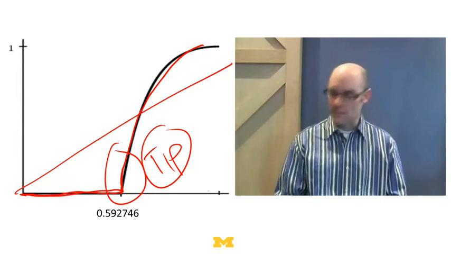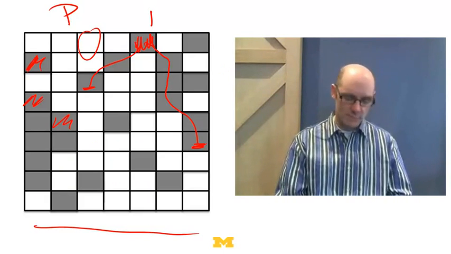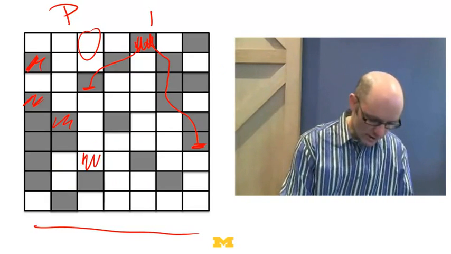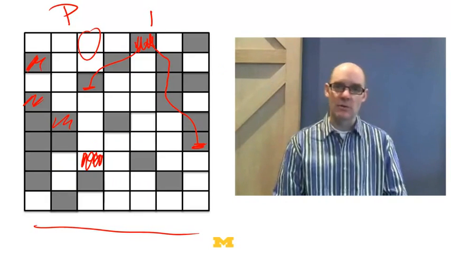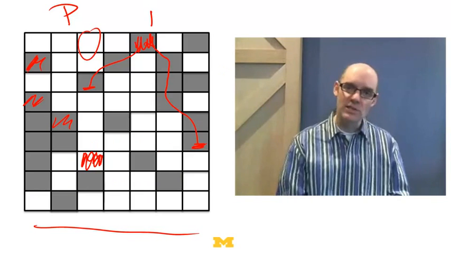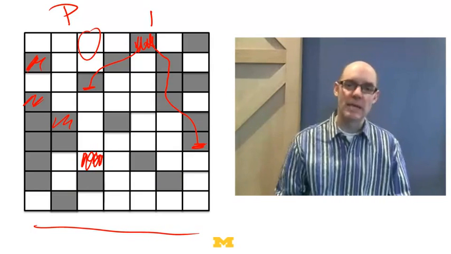Well, what's causing the tip is that if we look back at the picture, for P less than 59%, there just aren't enough things filled in. So if you were at 30%, went to 31%, like if I filled in one more square, it's still not likely that I'd percolate. But once I get to about 59%, then so many squares are filled in that it becomes suddenly really likely that I'm able to make it to the bottom.